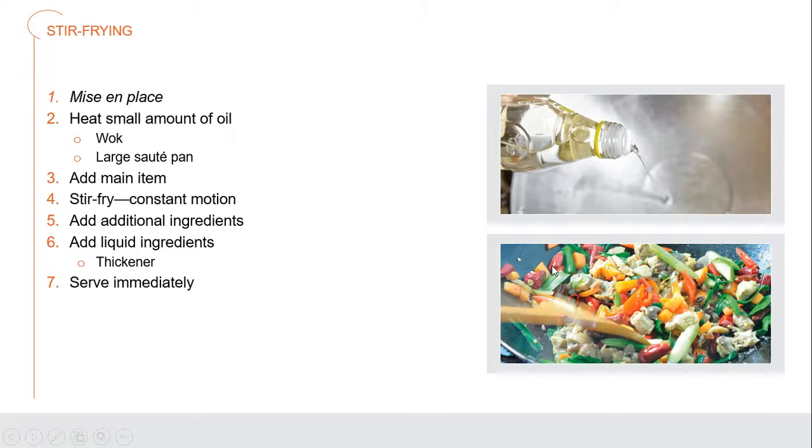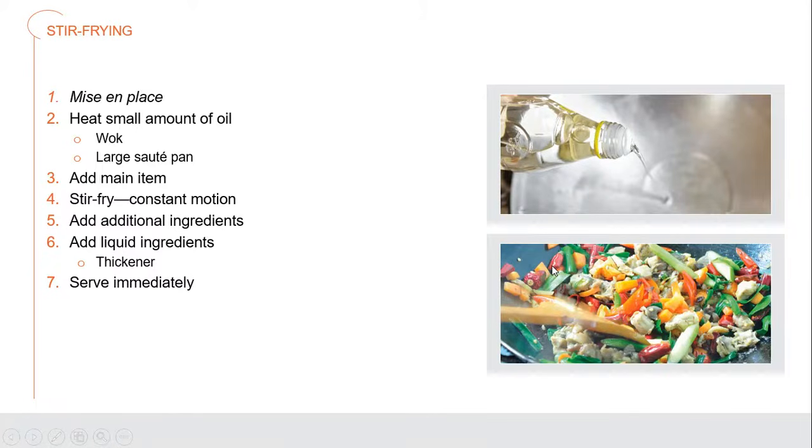So let's take a little look at the process of stir frying. So of course, again, we're pulling in our mise en place. We have all of our prep work together, and then we're using a small amount of oil. The wok or a large saute pan will work as well, and we're preheating that up. We're adding the main item in there, and then we're stir frying. We're constantly moving that around.